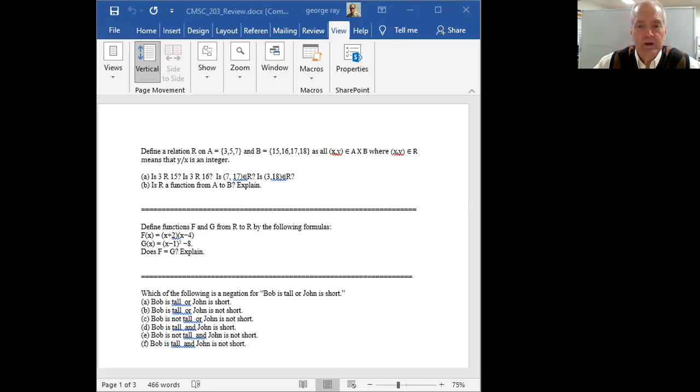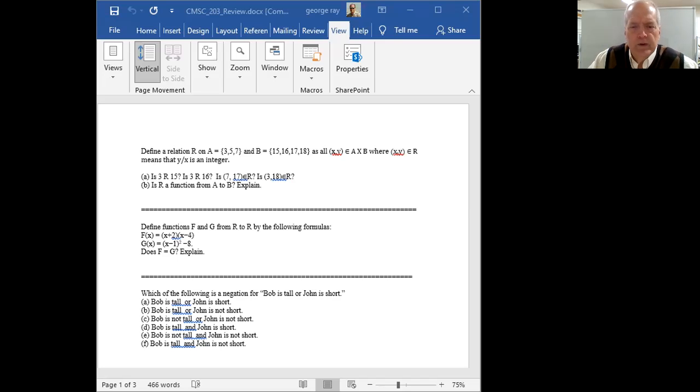Then we have a slightly different notation: is the ordered pair 7, 17 an element of this relation? And the answer there is no, because 17 divided by 7 is not an integer. And then we have finally, is the ordered pair 3, 18 an element of this relation? And the answer there is yes, because 18 divided by 3 is 6.